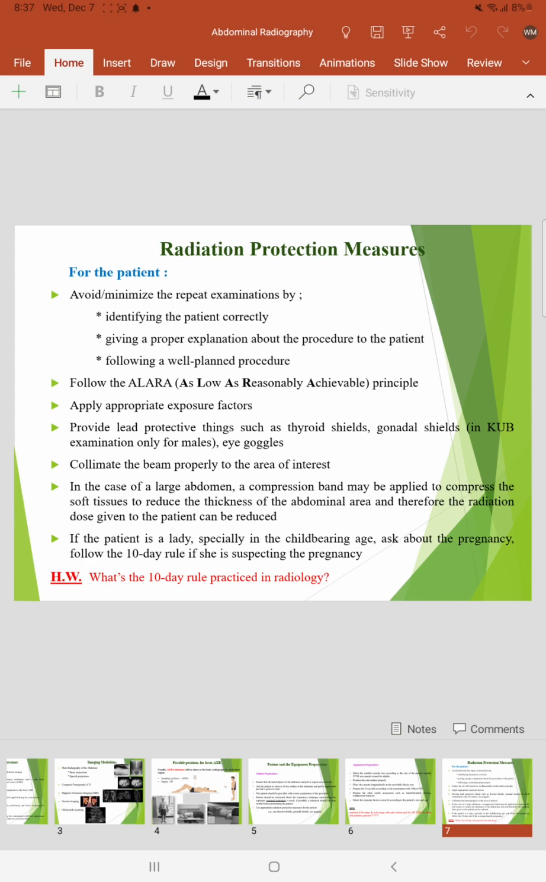Collimate the beam properly to the area of interest. In the case of a large abdomen, a compression band may be applied to compress the soft tissues to reduce the thickness of the abdominal area, and therefore the radiation dose given to the patient can be reduced. If the patient is a lady, especially in the childbearing age, ask about the pregnancy. Follow the 10-day rule if she is suspecting the pregnancy.